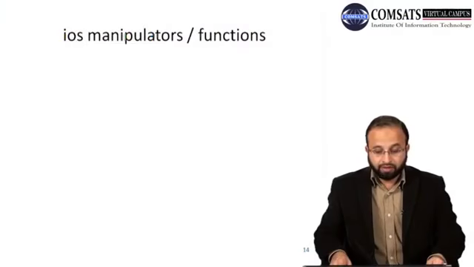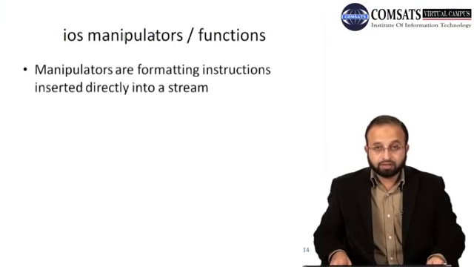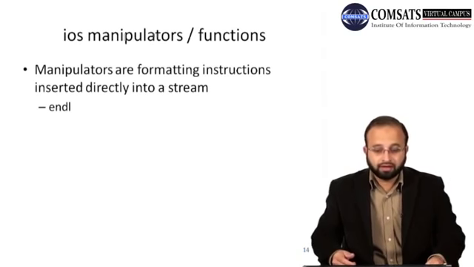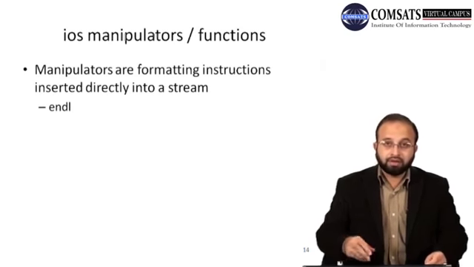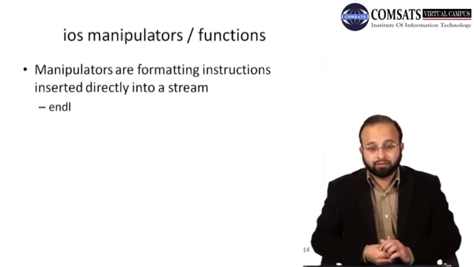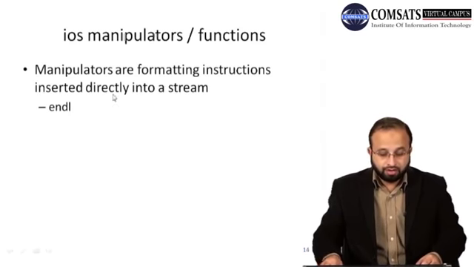Now ISO manipulators and functions. Manipulators are formatting instructions inserted directly into a stream. Like for example endl. So we have been using endl from the beginning. That is a manipulator. There are some manipulators where you pass some kind of integer value, and there are some manipulators that can take no parameters, right? So an example of a manipulator is endl, which inserts a new line wherever it appears.